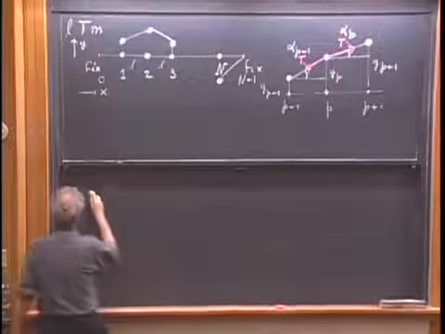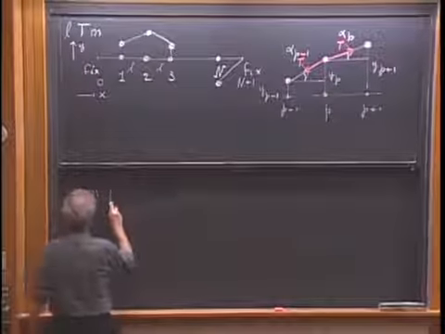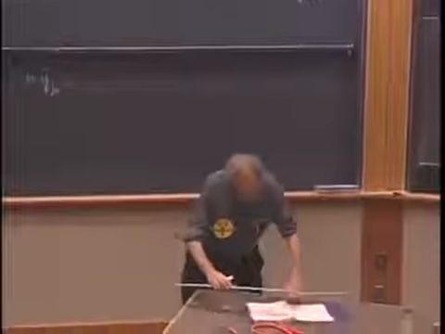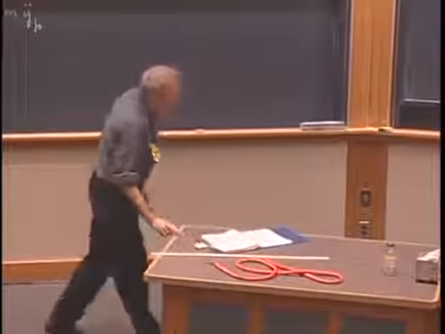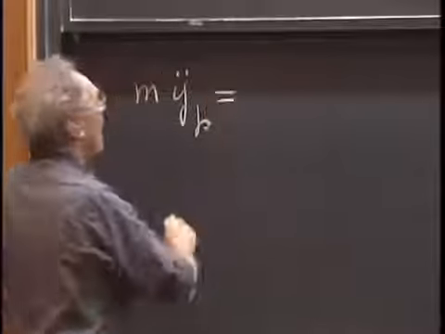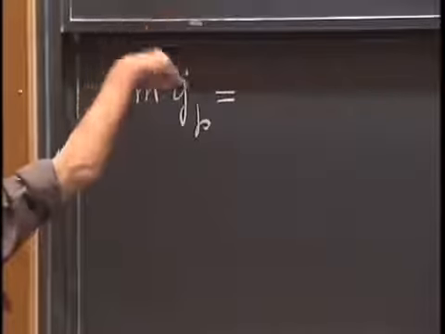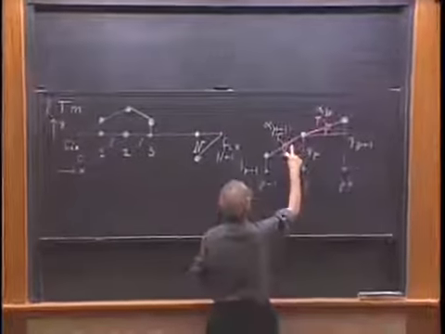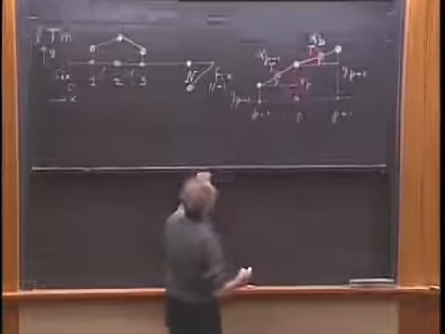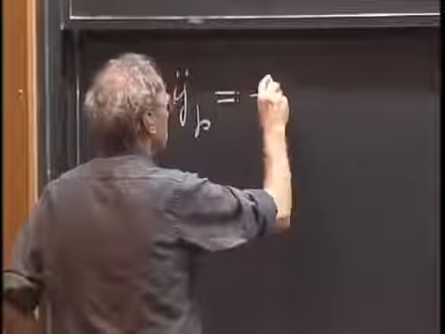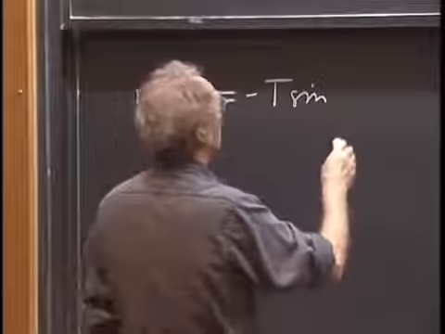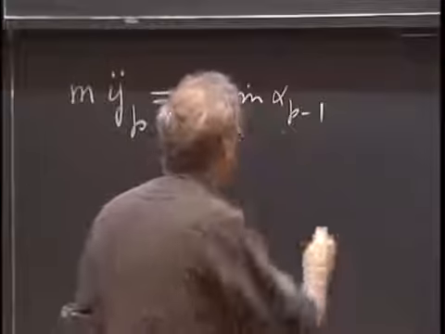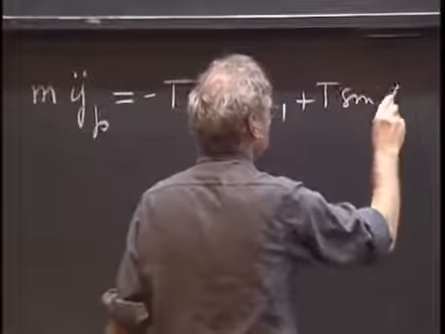So I can write down now, for that mass, for that location p, Newton's second law, and so I get m times the second derivative, d²y/dt², of that position p. And I see I have one horizontal component, one vertical component that drives it down. That is due to this tension. And then I have one that drives it away from equilibrium. And so I'm going to get minus T times the sine of alpha_(p-1), and I get plus T times the sine of alpha_p.